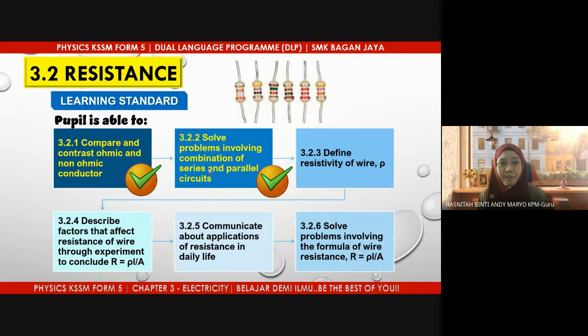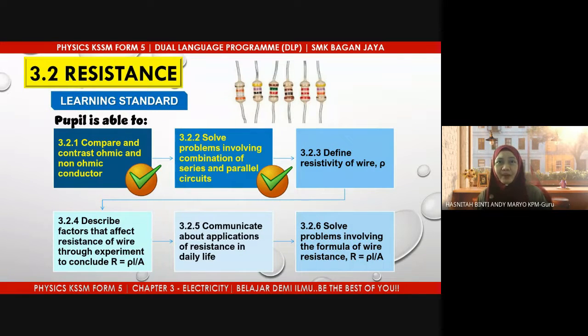For this second learning standard, you have actually learned it in Form 2. Do you remember you learned series and parallel circuits in Form 2, in science? Remember, Wanjia, remember, Ongjung, Junwei? Who taught you series and parallel circuits last time? Do you remember the name of the science teacher?